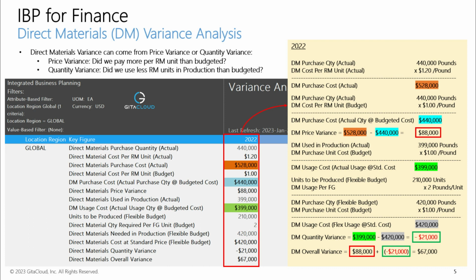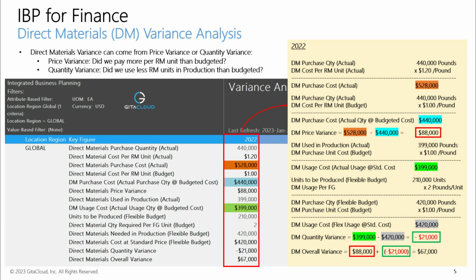We can get production cost variances from many sources, such as direct materials, direct labor, variable overhead, or fixed overhead variances. Let's focus on direct materials variances in this view. These can be price or quantity variances. See calculation explanation on the right to understand how these variances are calculated. We have an unfavorable price variance of $88,000.